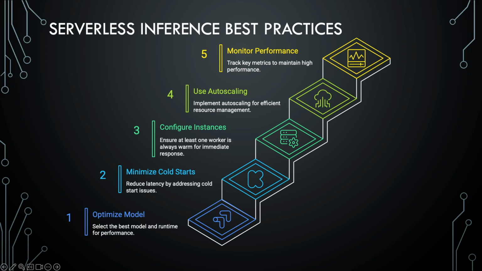One way to do that is to configure a minimum number of instances or concurrency so that at least one worker is always warm. Make sure to take advantage of your cloud platform's autoscaling offerings so that your inference service has the available resources it needs when demand spikes. And lastly, always remember to monitor your inference performance and logs. At a minimum, you want to track latency, throughput, and error rates. Some cloud serverless inference services will also expose model invocation counts and token consumption.